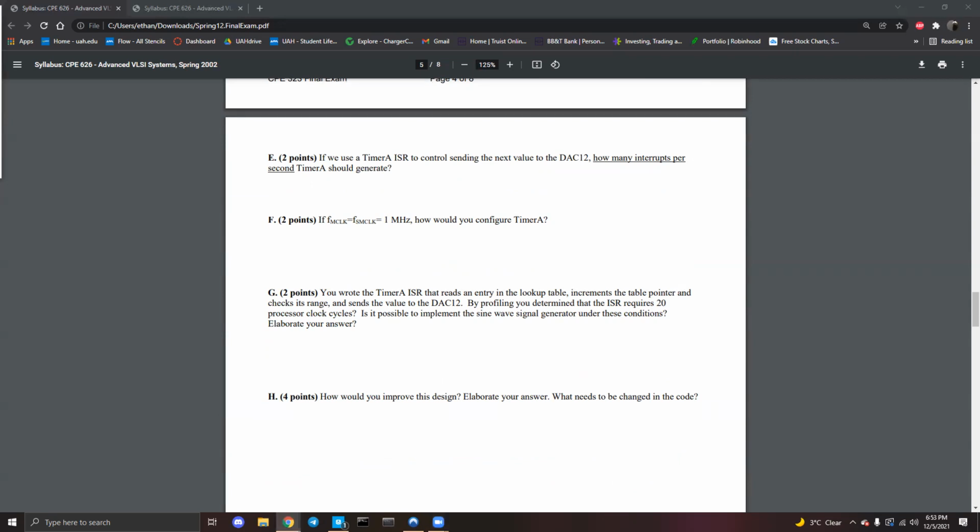We can do the math. Anyone have a calculator in their hands? Mine's like 5 inches away. I have it. So if you do 1 divided by 0.05 milliseconds, that should yield a frequency of 20,000. Yeah, perfect. That's how you calculate that.